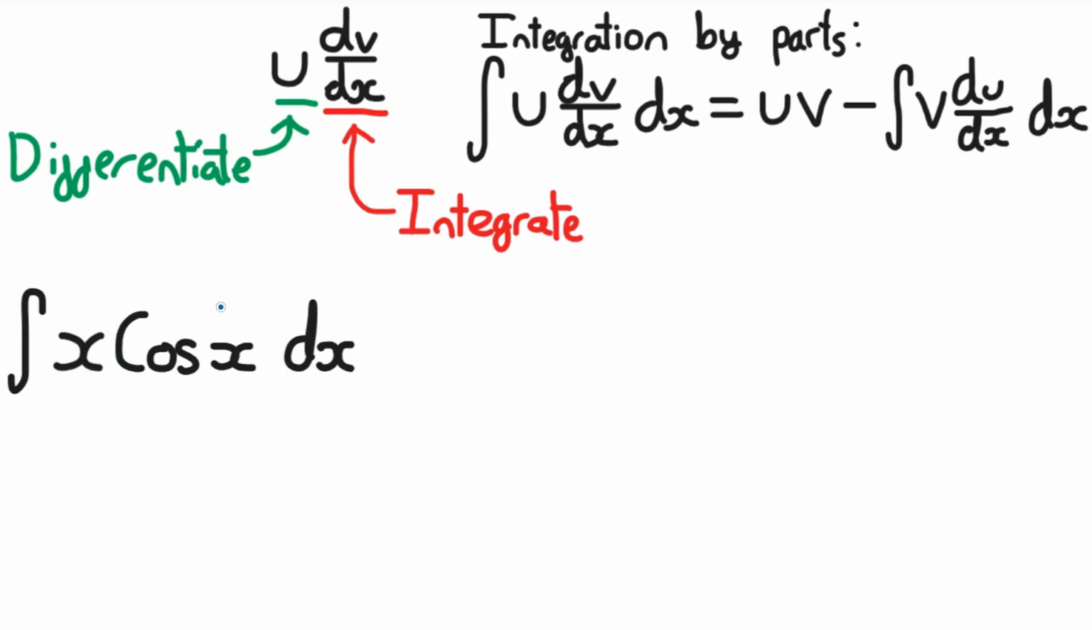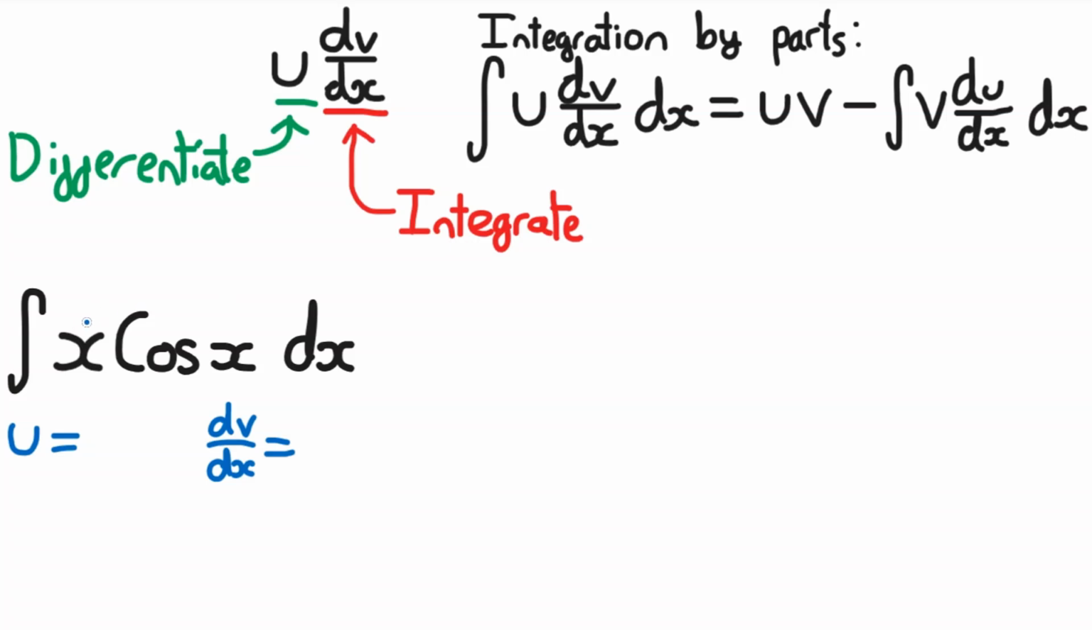And a big clue for when we can use integration by parts is if one of the functions is x like this here. This is a really, really big clue that we can use integration by parts. So the way that we're going to solve this is we're going to call one of the functions u, and we're going to differentiate this function, and we're going to call the other function dv over dx, and we're going to integrate this function.